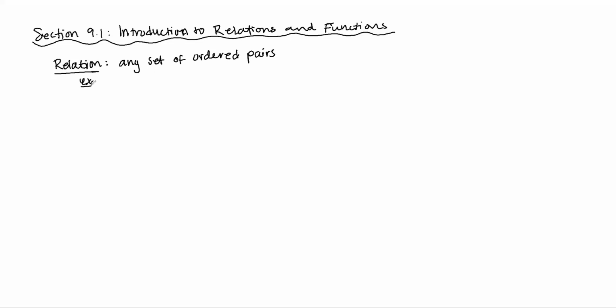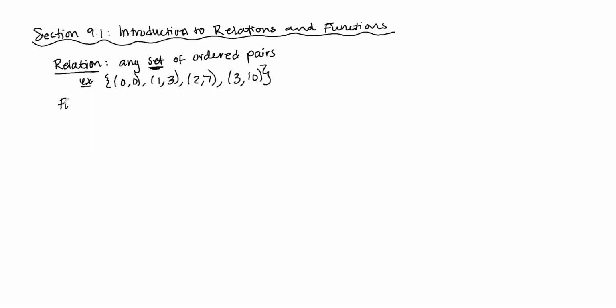An example of a relation: because it's a set, we're going to use curly brackets. And then it's a set of ordered pairs, so we're just going to have a list of ordered pairs here. Let's say we have the ordered pairs (0, 0), (1, 3), (2, 7), and (3, 10). So we have a set of 4 distinct ordered pairs here. That's all a relation is: a set of ordered pairs.